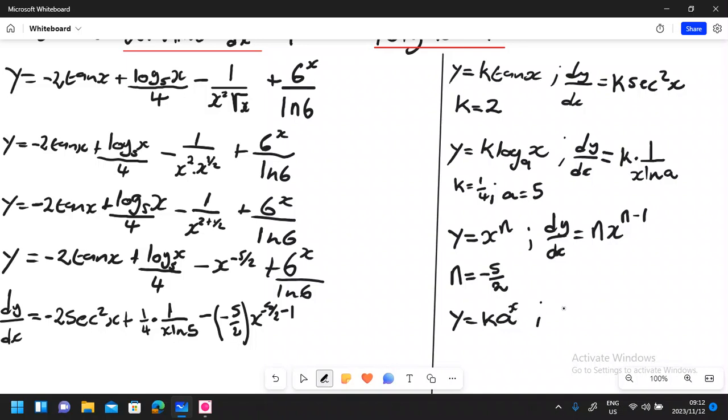So when we find dy over dx of this problem here, it's going to be k multiplied by a to the x, and then multiplied by natural log a. Now we need to know what a is, what x is. So what is k?